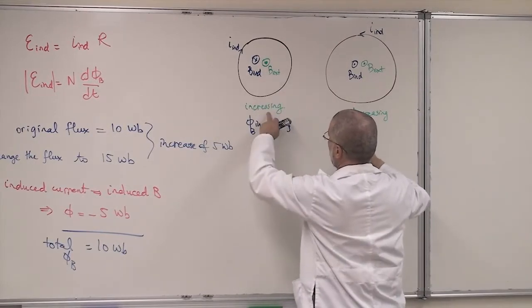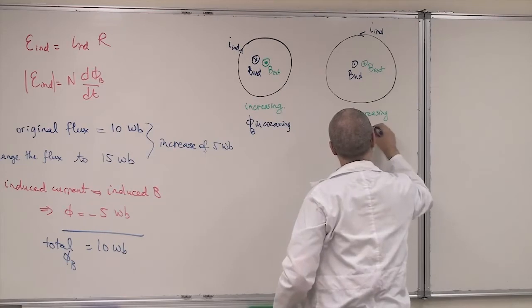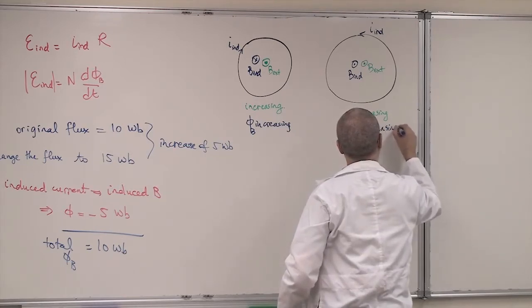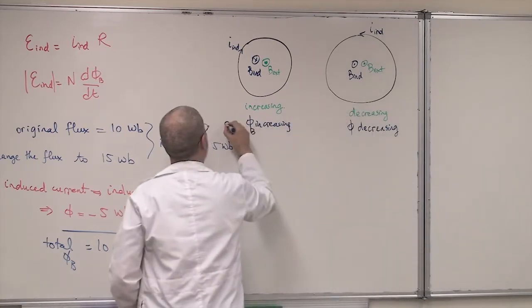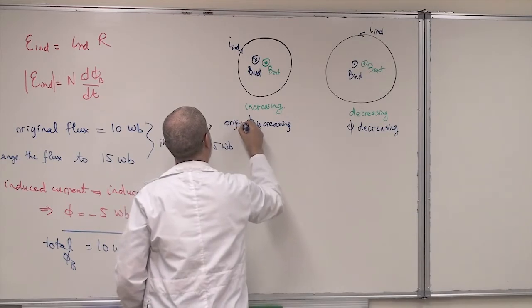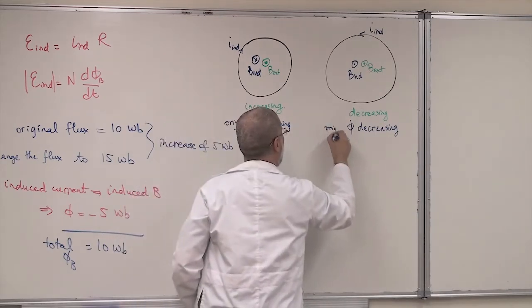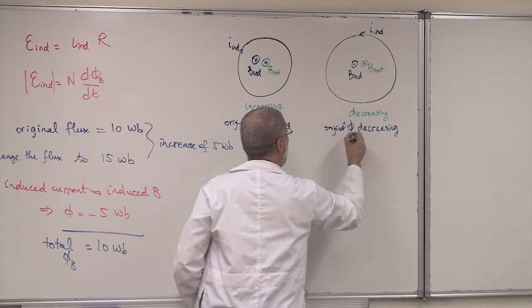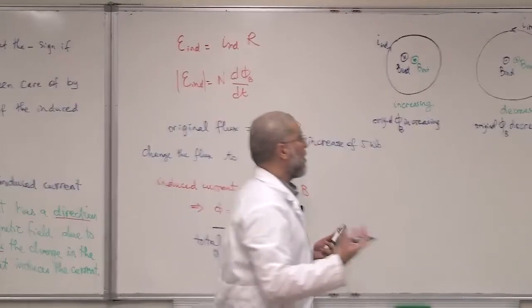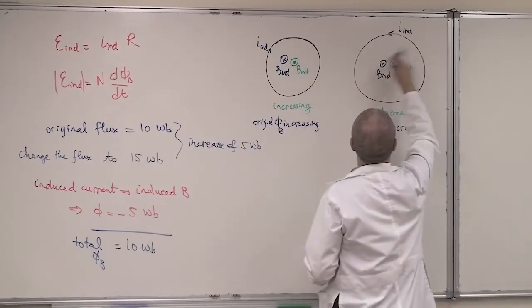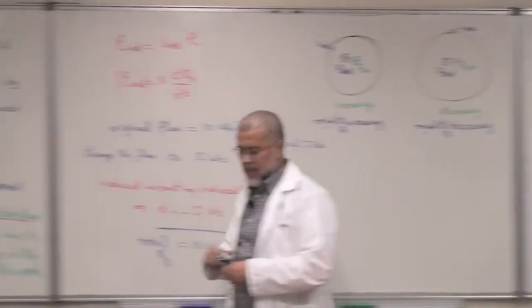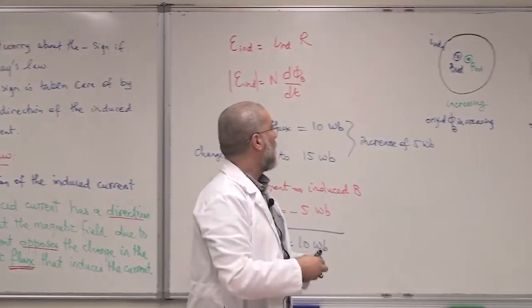is increasing because of the increase. Phi is decreasing here. So if phi is decreasing, the original phi B is decreasing. So you have to increase your flux. So you have to put the magnetic field in the same direction. Okay, that's the idea of Lenz's law.